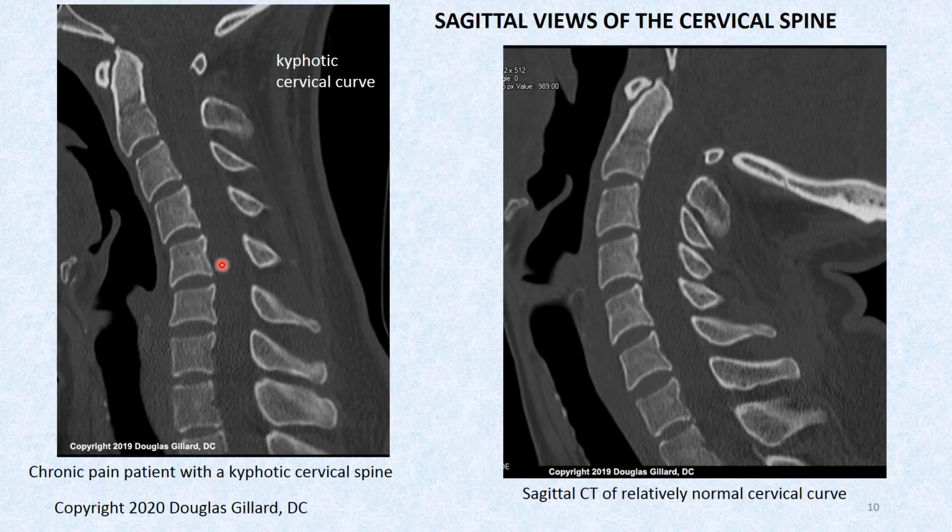This is another one of my patients not too long ago, and you can see that the curve is all messed up. Not only is it not lordotic, it's actually kyphotic. It went backwards, and that creates all sorts of biomechanical problems.